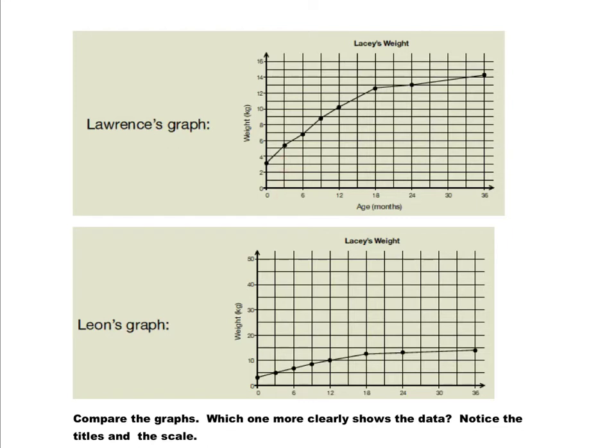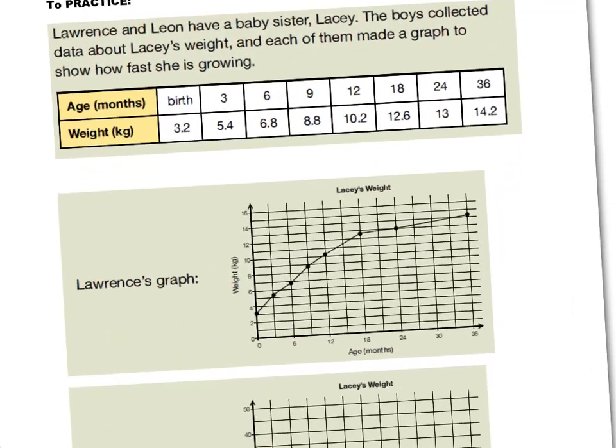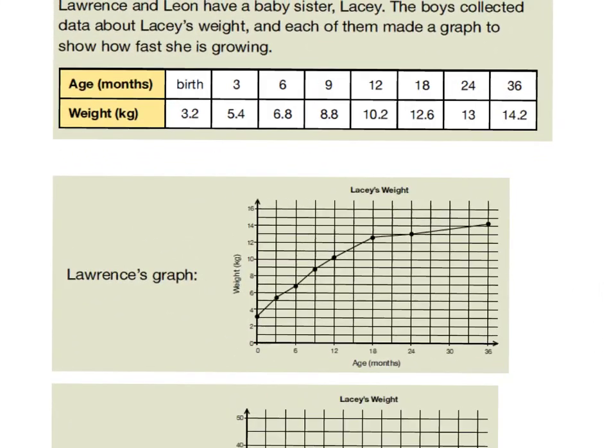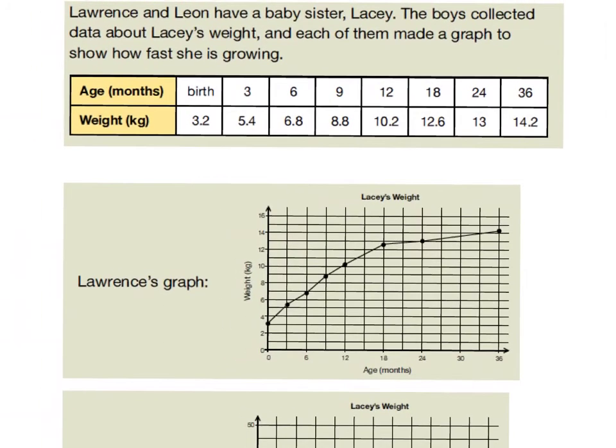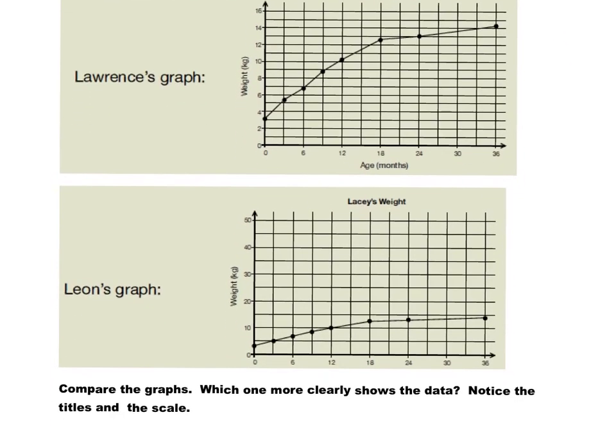So really this would be 3, 6, 9, 12, and so on. And Leon has done the same. Where we see the difference is here in the numbering on the side. Now let's go look back at our data, and we can see that the weight goes up to 14.2 kilograms from 3.